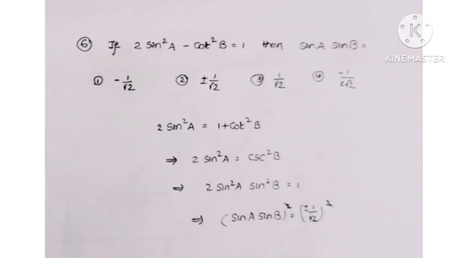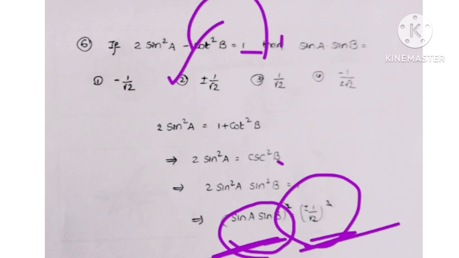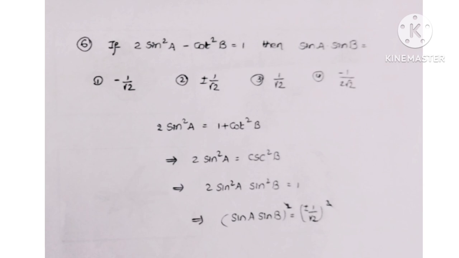Writing the sin square b to this side, it becomes 2 sin square a into sin square b is equal to 1. Which implies sin a into sin b whole square is equal to 1 by 2, and taking the square root, that becomes plus or minus 1 by root 2. Which implies sin a into sin b is equal to plus or minus 1 by root 2, that is nothing but the second option. Very easy question. Take cosecant square b as 1 by sin square b and do the cross multiplication, then you can find the value very easily. So the value of sin a into sin b is plus or minus 1 by root 2, which is nothing but the second option. Okay, understand all of you?